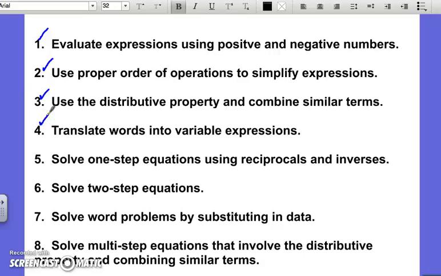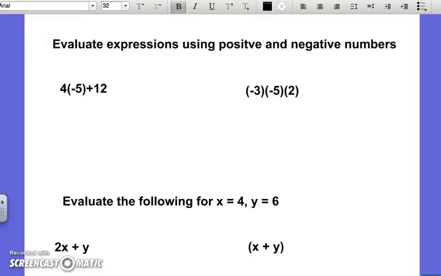Then we're going to solve some one-step equations using reciprocals and inverses. We're going to solve 2-step equations. We're going to solve word problems by substituting in data. And then we're going to solve multi-step equations that involve the distributive property and combining of similar terms. So those are the 8 things we need to review before we can officially start Algebra 1. So let's jump right in.